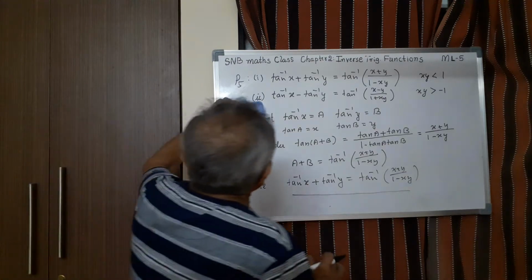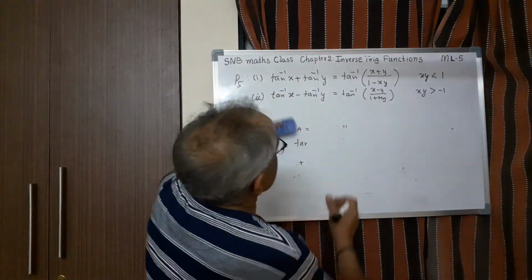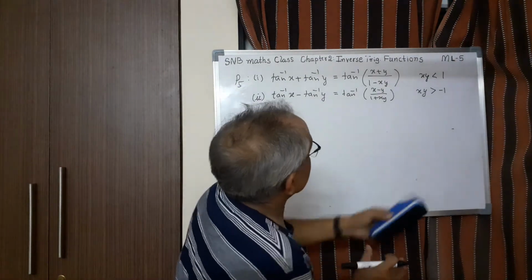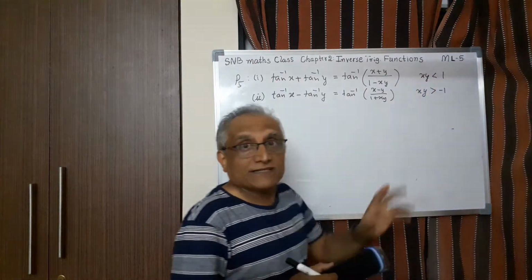Let me take one example here before we proceed further. See here, the condition is, you can't take any value for x and y. Product of x and y should be less than 1.